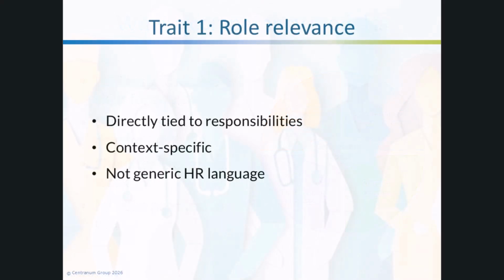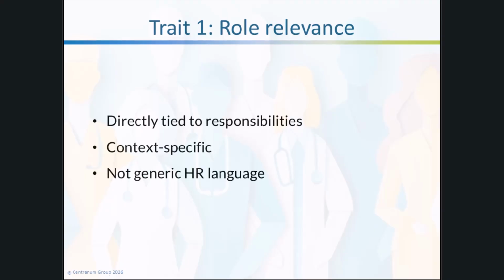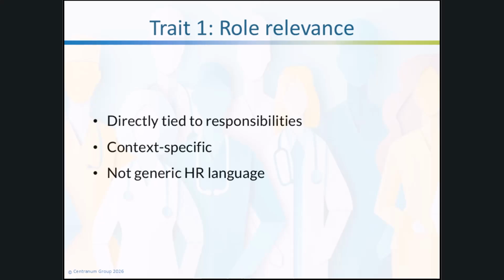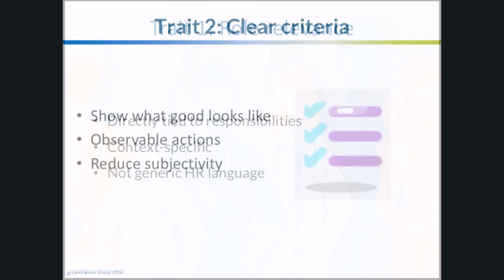The first trait of a good model is role relevance. The competencies must map directly to the role's responsibilities and real-world tasks. If a competency could describe any job, anywhere, then it's not useful. The best models speak the language of the work, not buzzwords.